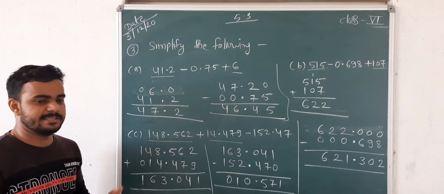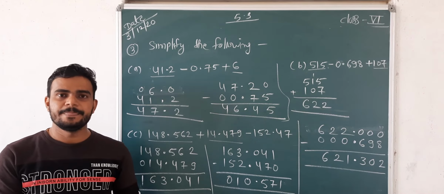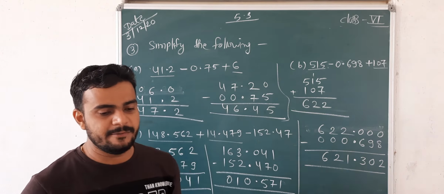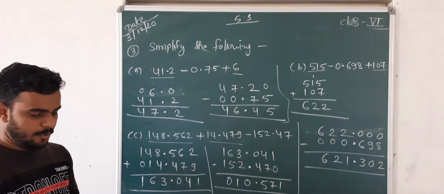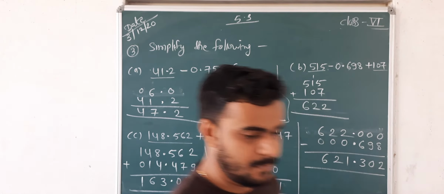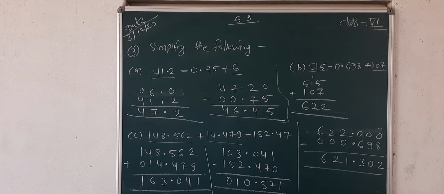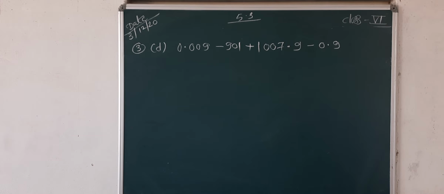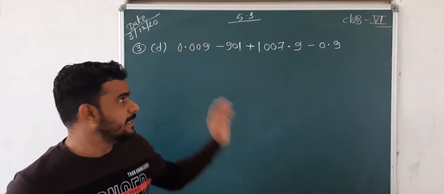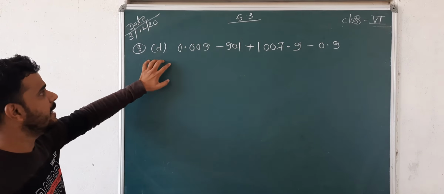Okay, same as it is. You have to add all of the positive numbers. Afterwards, subtract the negative numbers. Okay, any doubt? So take the screenshot. The third one is also the same. Just see the D of the third one.